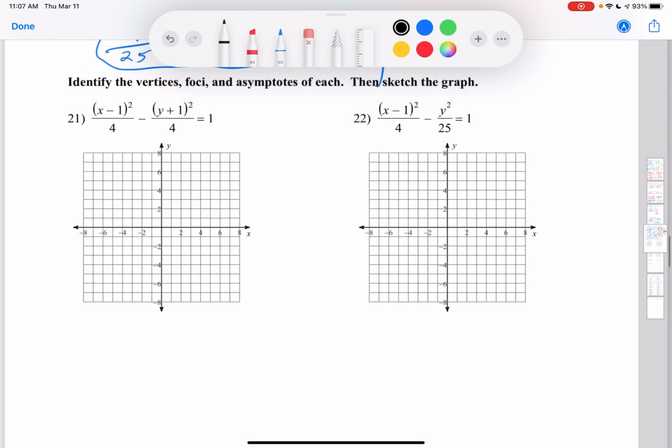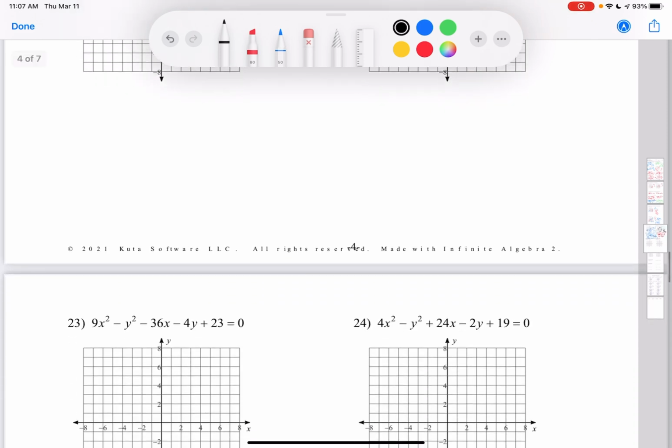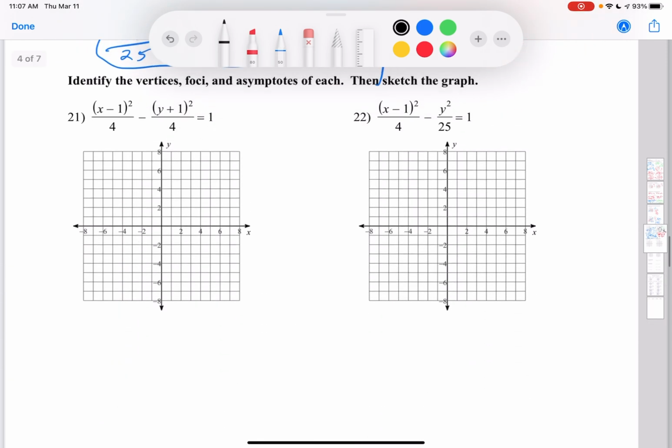Number 21. Identify the vertices, foci, and asymptote of each. So now we're into hyperbolas. So the vertices, so we've got x. Man, I did it again. I was hoping to, yeah, whatever. So we've got 1, negative 1. A squared is equal to 4, so a is equal to plus or minus 2. B squared is equal to 4, so b is equal to plus or minus 2.